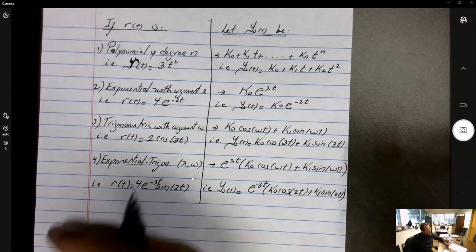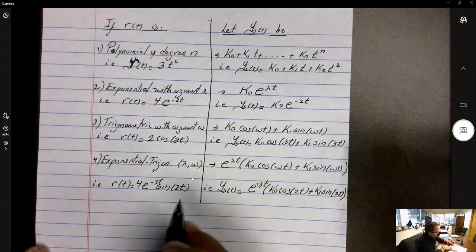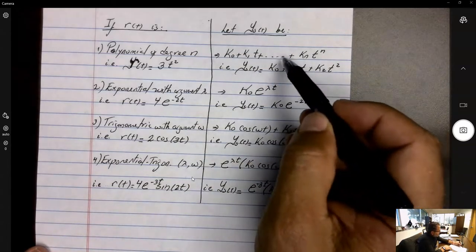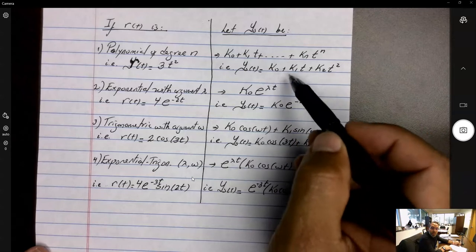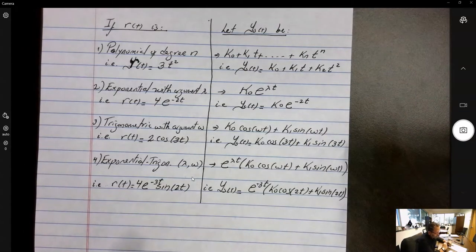Again, there's literally an infinite number of possible options for what the forcing function r of t could be, but these are the most occurring ones, so we'll confine it to those. Now, what we end up with is a function y of s that depends on these new parameters k0 through kn, for example.